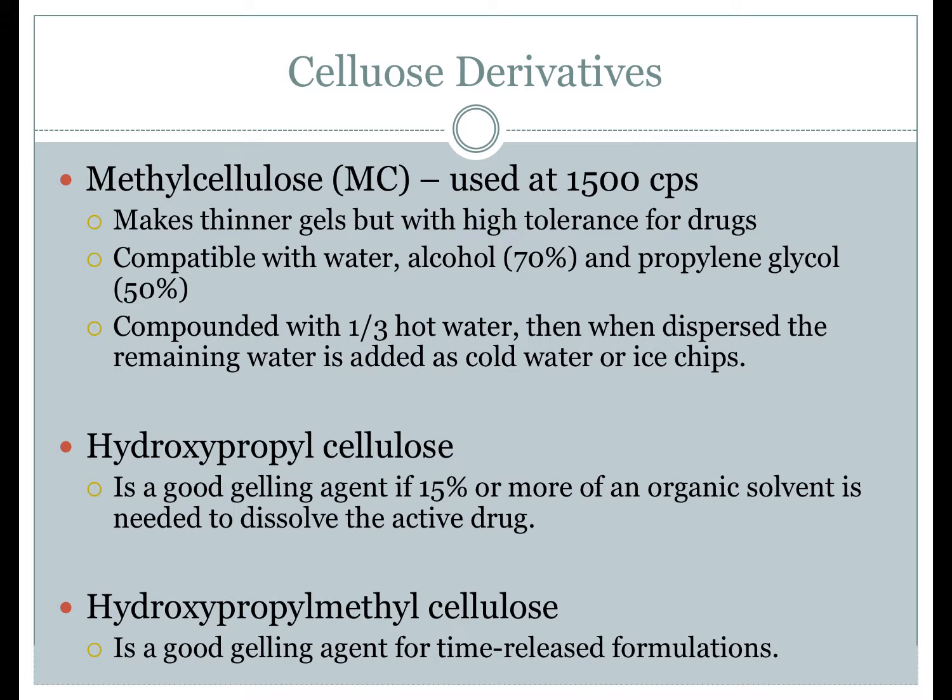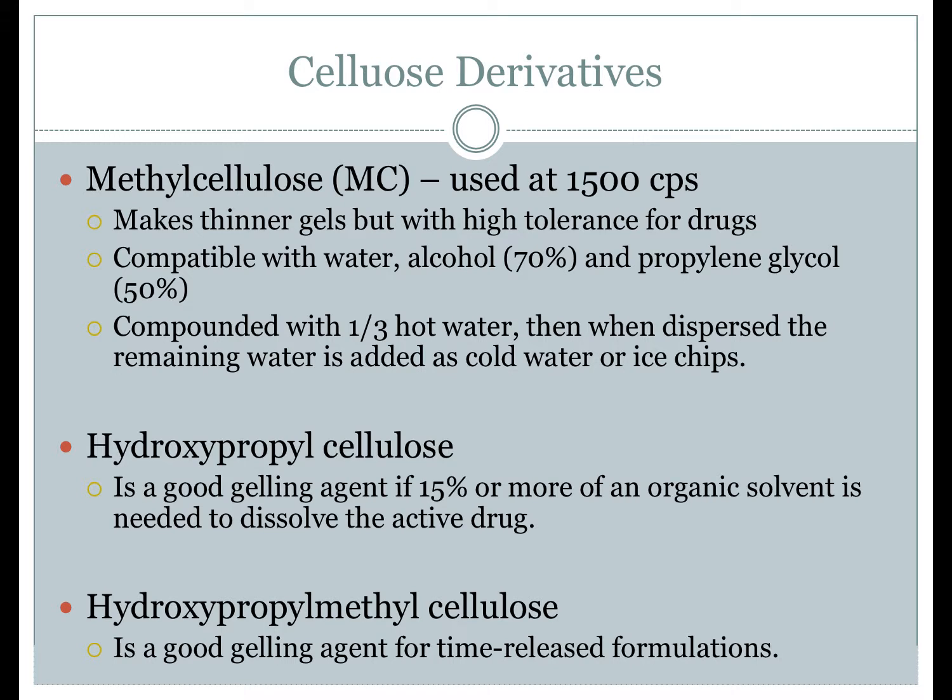However, liquefying methylcellulose is difficult and requires that you begin by carefully adding it by sifting to 1/3 of the total volume heated to near boiling, and then quickly bringing down the temperature by adding cold water or ice chips until you reach the final desired volume. So, methylcellulose is technically challenging to compound with.